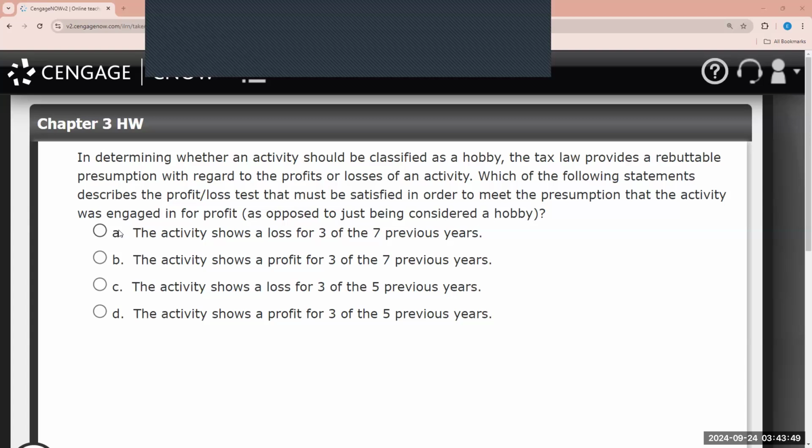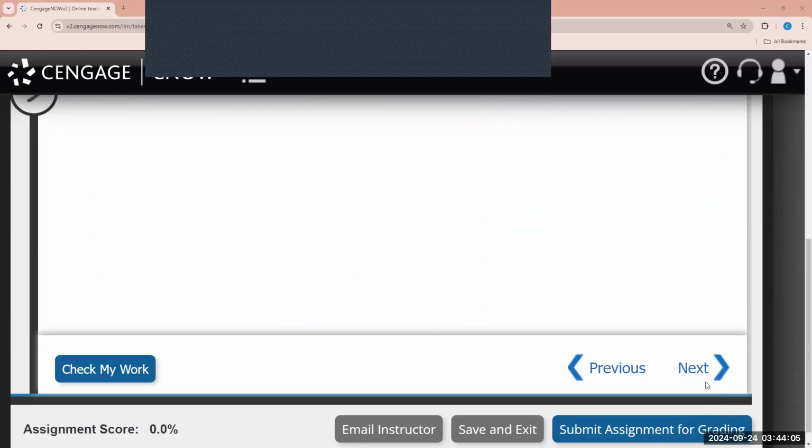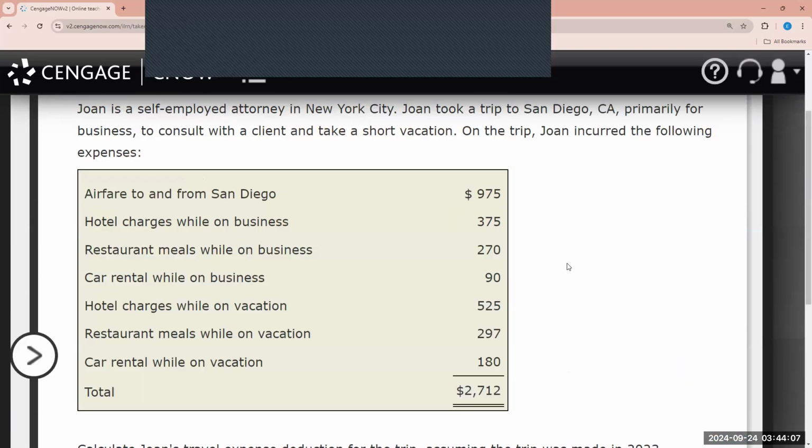So one of the rules is that the activity shows a profit for 3 of the 5 previous years. And when it doesn't, then Uncle Sam might start to probe to consider, or confirm rather, if it is a hobby or if it is a business. And the IRS basically, or the taxpayer rather, basically has to prove such.